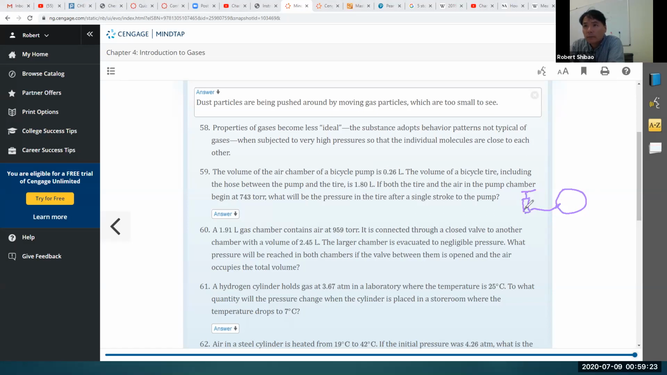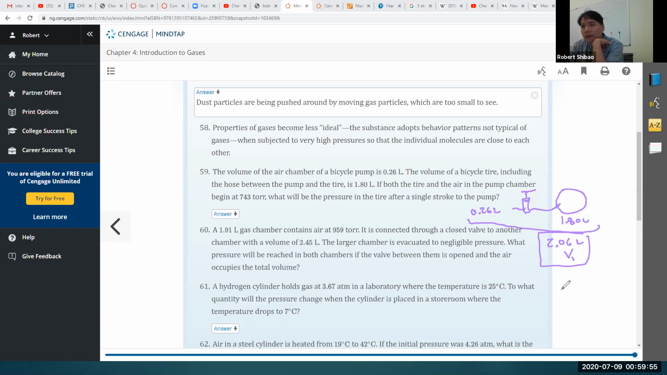So the bike pump is 0.26 liters, and the tire is 1.80 liters, including this hose. And so we see the total volume here. The total volume is 2.06 liters. That's V initial, or V1. That's our initial volume. And then they push the pump in. If they push the pump in, then we're going to lose 0.26 liters.